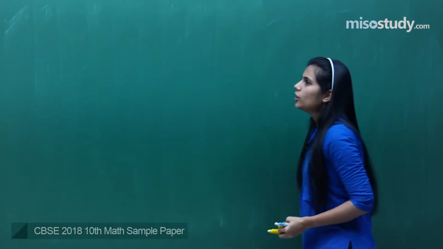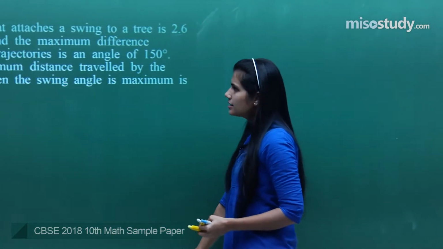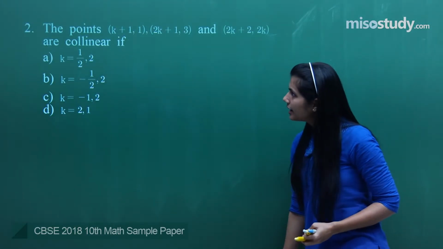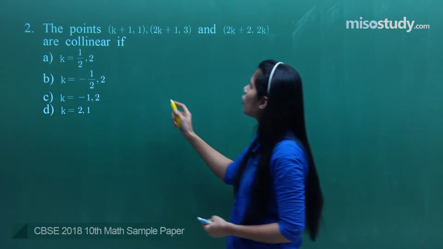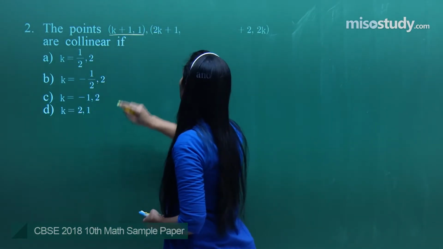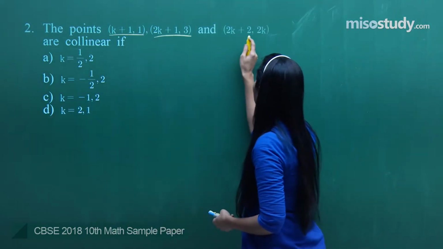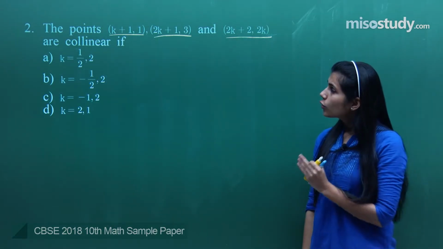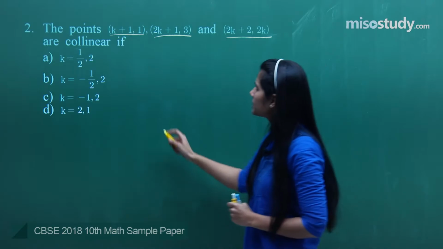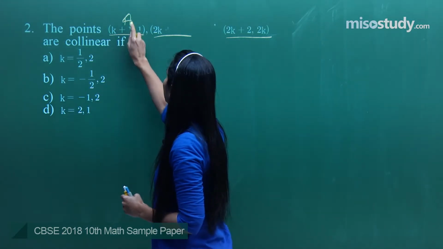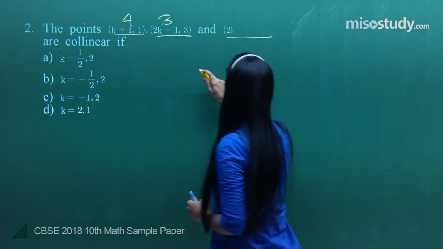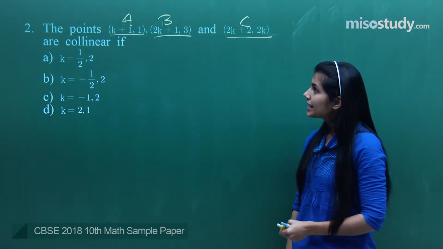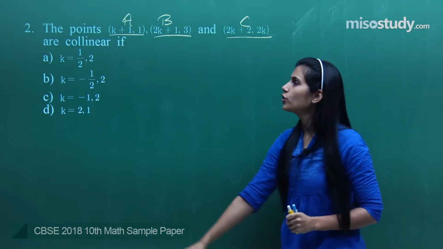Let's now see what comes up as a task in the next question. Okay, so here I am given 3 points: (k+1, 1), (2k+1, 3), (2k+2, 2k). Suppose I say this is my point A, this is my point B, and this is my point C. The question is saying, suppose these 3 points are collinear.